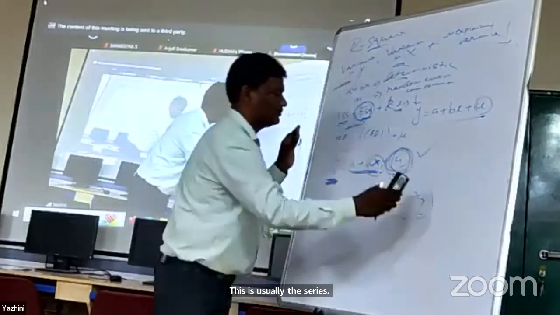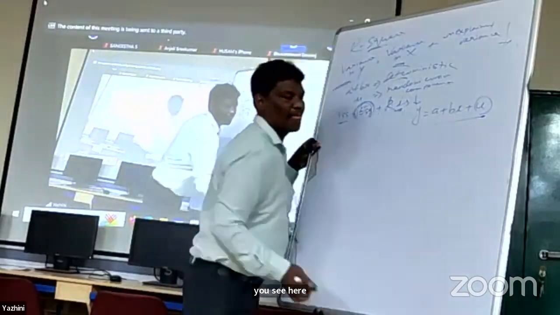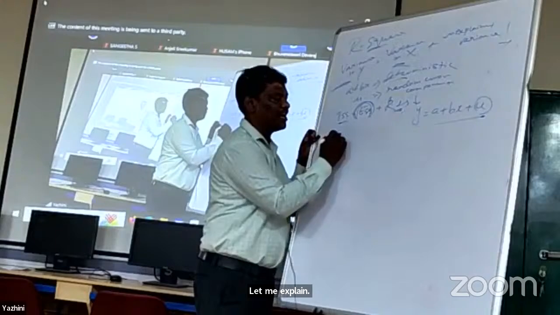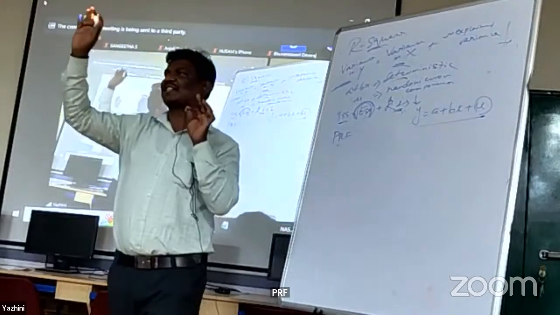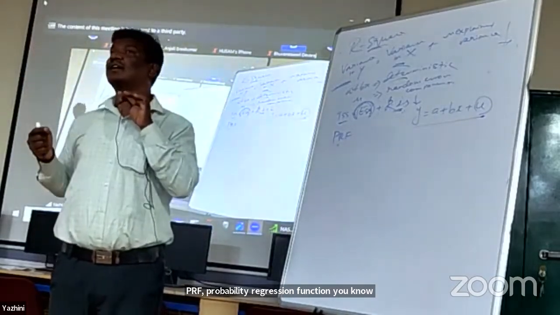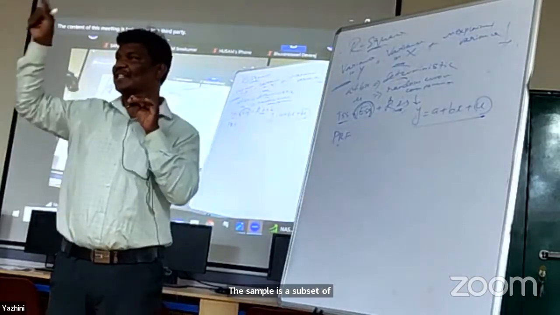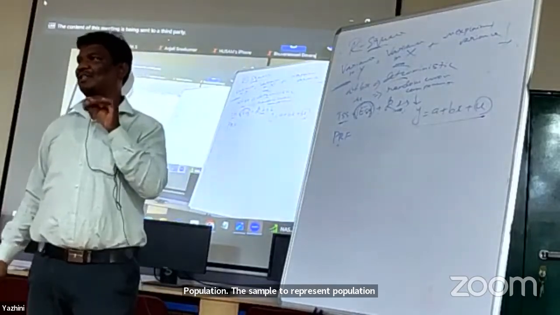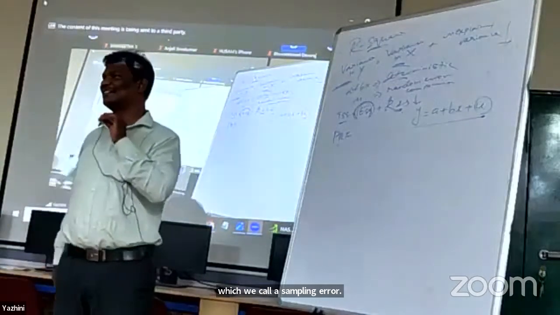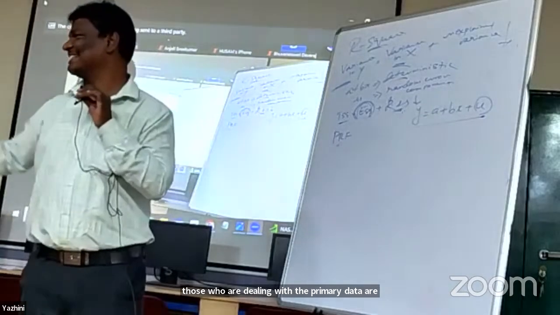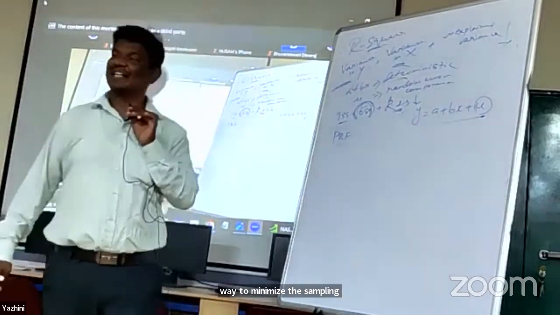You see here, let me explain the residual. There is a function called PRF, the population regression function. You know the difference between population and sample, right? The sample is a subset of the population, and the sample represents the population. Correct? But there is always an error, which we call a sampling error. Those who are dealing with primary data always try to increase the sample size. Why? To minimize the sampling error. Here also it is the same concept.